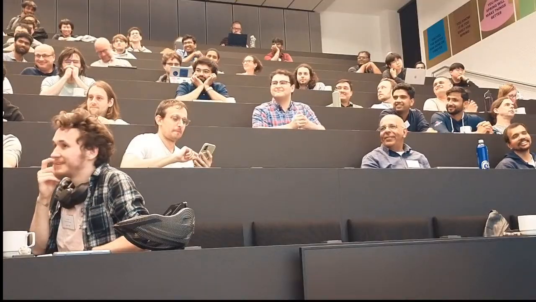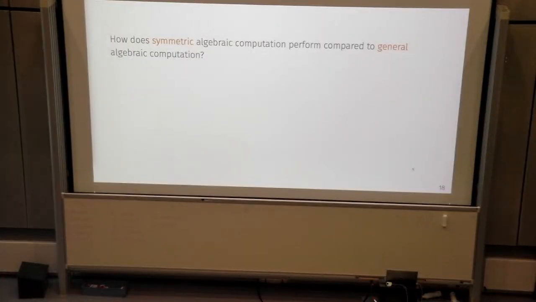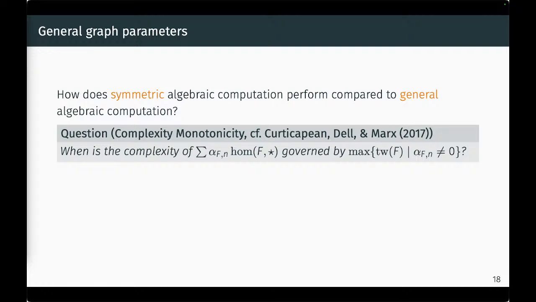So the general case. This is the question: how does symmetric computation perform compared to general algebraic computation? And I'm going to rephrase that question in terms of a slightly technical statement. So when is the complexity of a linear combination of homomorphism polynomials governed by the tree width of the coefficients? That is sort of the thing, right? Because for symmetric computation, we get these tree width bounds on the coefficients, and then we would like to prove hardness for polynomials that don't have this.